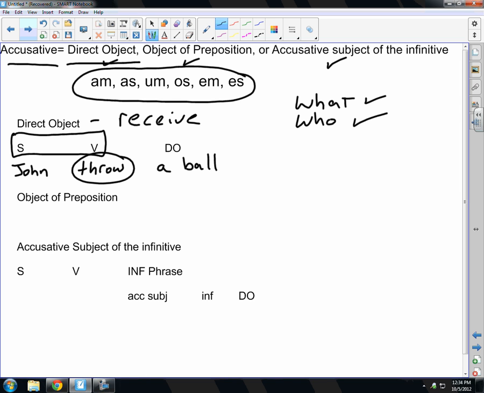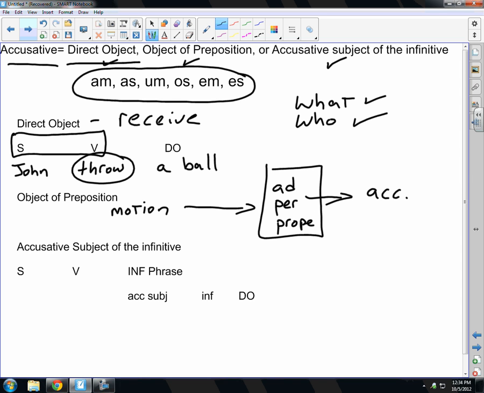Now, as an object of a preposition, we have several ways that we can present objects of prepositions in Latin. One of them is dealing with motion, and that's usually what the accusative does. We have specific prepositions like ad, like per, and like prope that will all take the accusative as the object of a preposition. That's great, Coach. I've memorized that. I know that. But what is the object of a preposition, and where does it go in Latin? Well, that's what I'm here to answer.